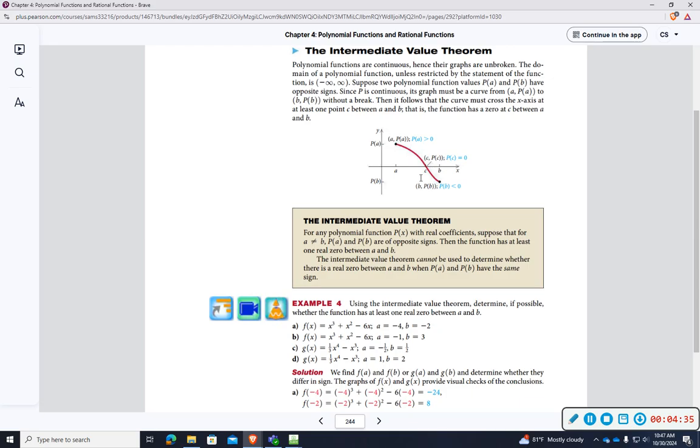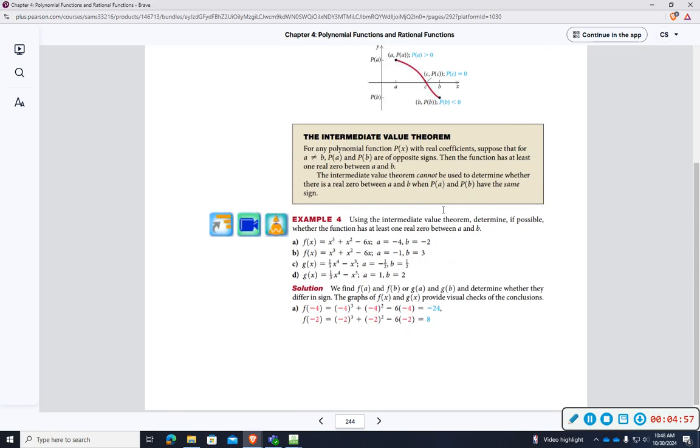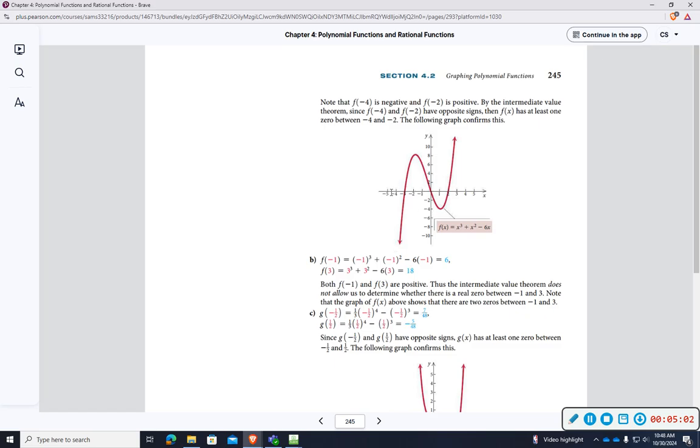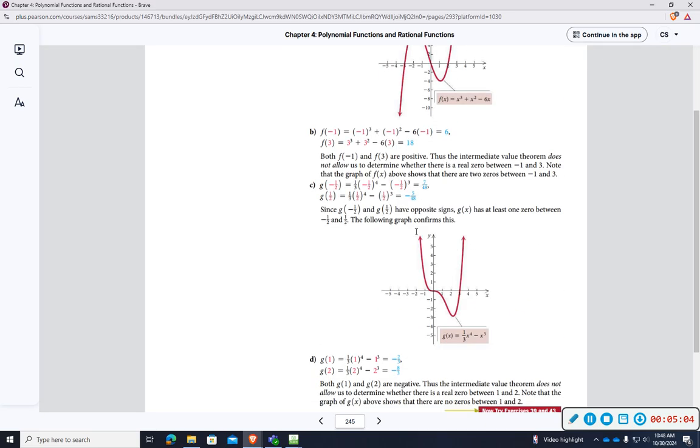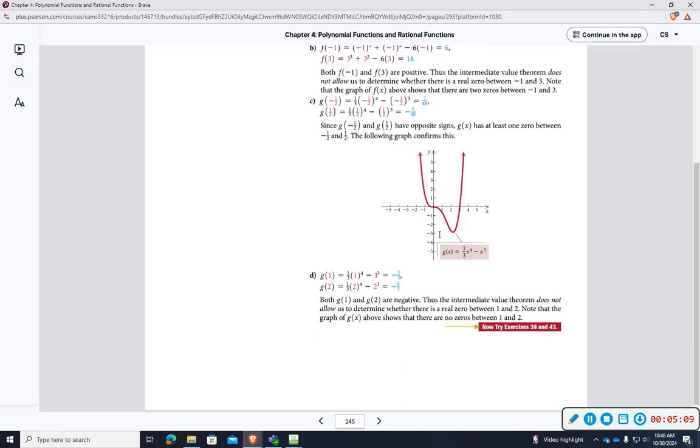Sometimes the graph may dip below and then come back up. If we don't have the graph and we're just using the function, we can't really see what's going on. And if both of those signs are positive, we don't know, because the graph could have been positive the whole time. It could have gone below and come back up. But the intermediate value theorem only guarantees a 0 if we know the signs are different. Okay, and you can see some different examples here. And so, again, this is assuming we don't have the graph. This is just using the function to determine if we have a 0.